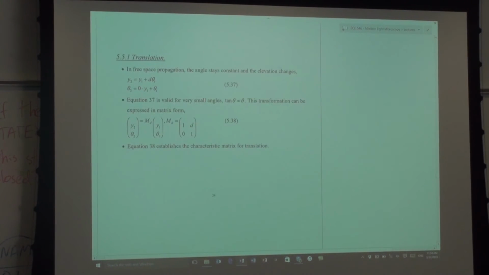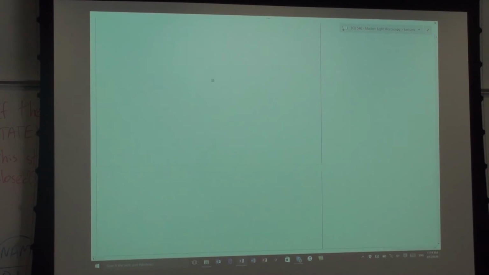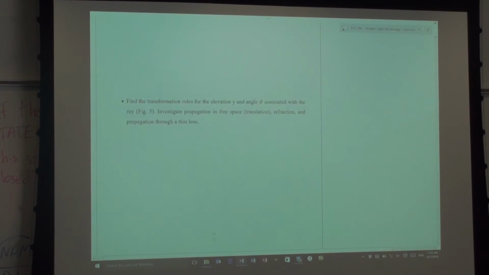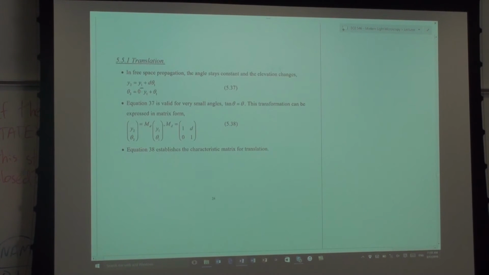So I can write y2 as y1 plus the distance times theta 1. So you see what I'm doing here? Just geometry. It's going to be y1 plus d times theta, where this is d. And theta is the same, theta at this point and theta at this point. There is no bending in the rays, no change.